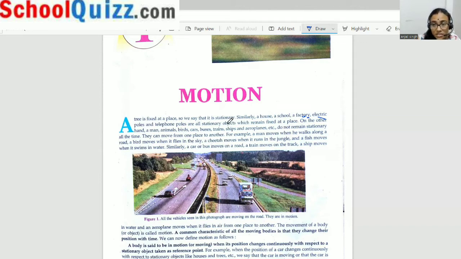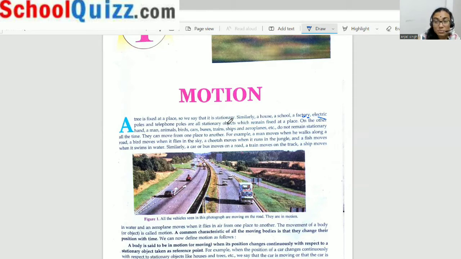But some objects like men, animals, cars, buses, they all are moving. So we categorize any object as having two positions. First one is motion, and the second one is stationary. Stationary means the object is at its own position. The object is not ready to move from its own position. So this is known as a stationary object.